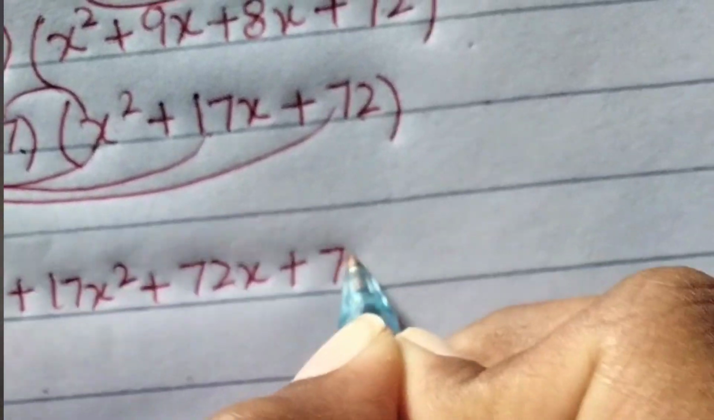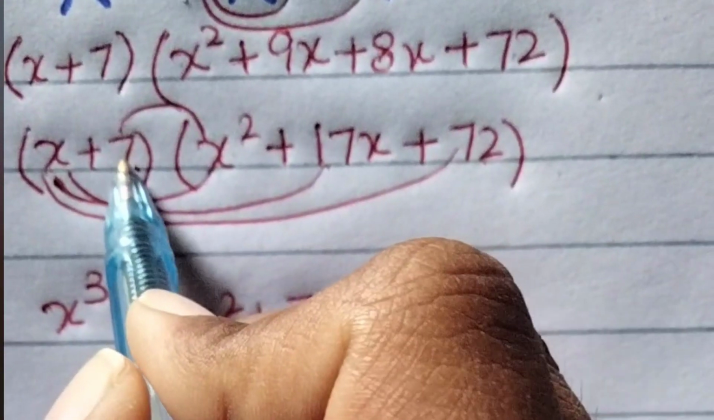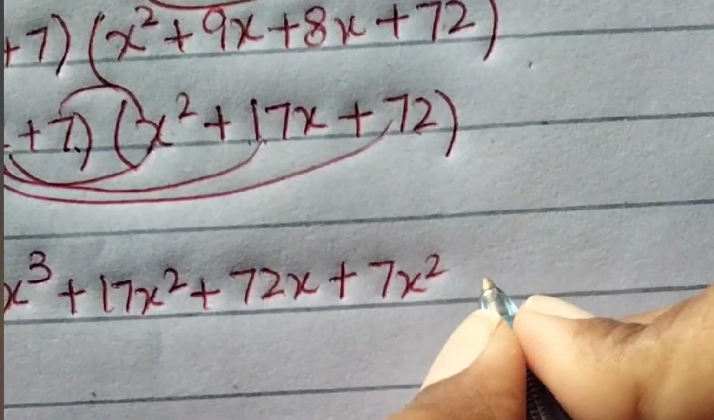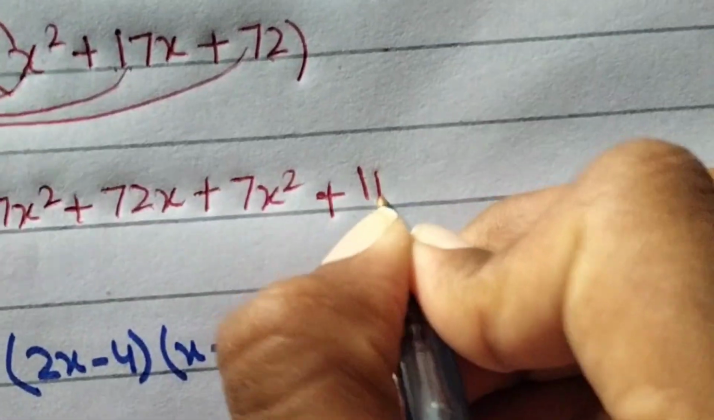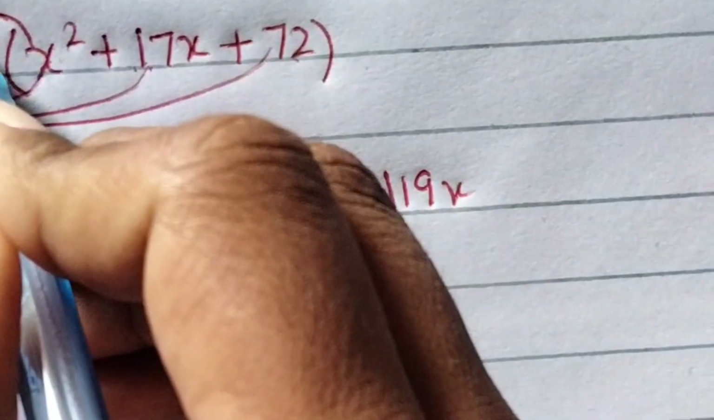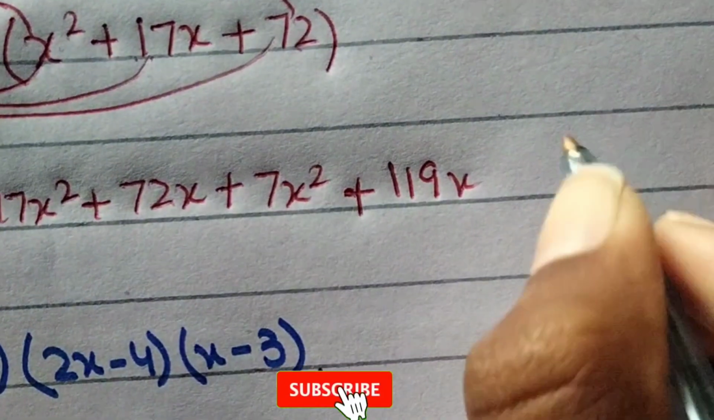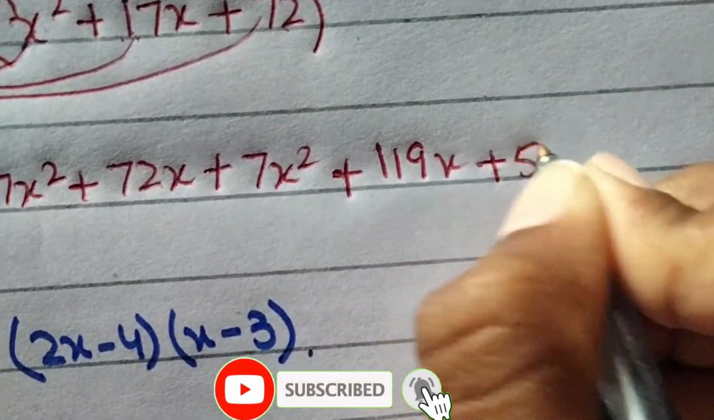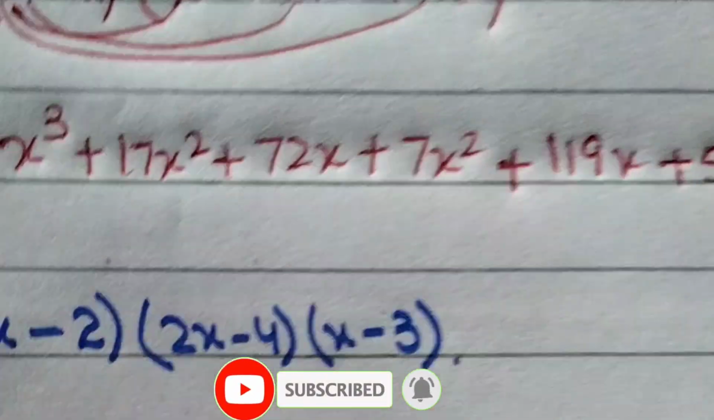So 7 multiplied with x square will be equal to 7x square. And when I multiply 7 with 17x, that will be equal to 119x. And if I multiply 7 with 72, that will be equal to 504. Now we just simplify this expression.